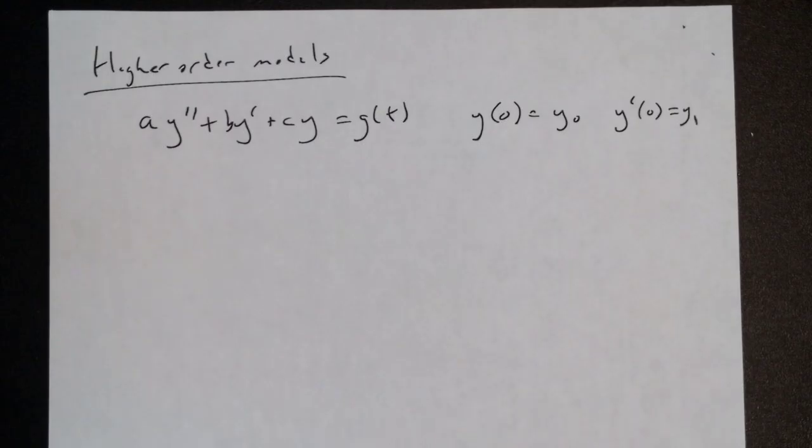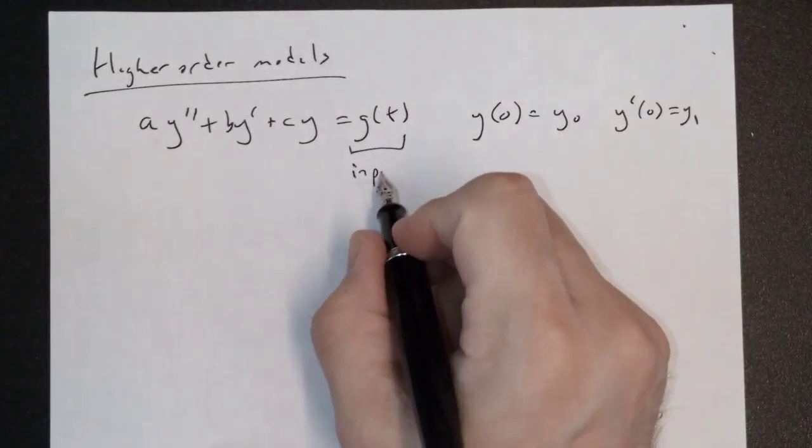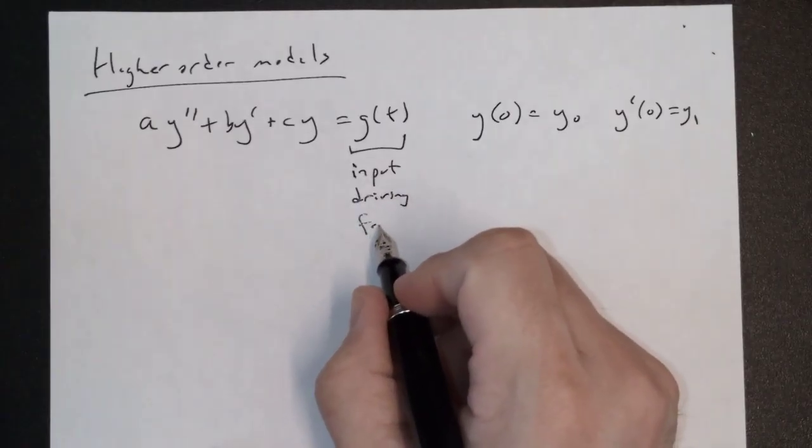Let's consider modeling with higher order equations. So here is a second order initial value problem: ay'' + by' + cy = g(t). Now, a, b, and c are constants in this scenario. They're just numbers. And this g(t) in this particular format is either called the input function, the driving function, or the forcing function.